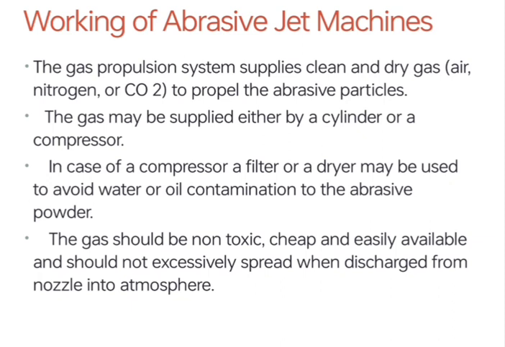Working of abrasive jet machining: the gas propulsion system supplies clean and dry gas. The gas can be air, nitrogen or carbon dioxide to propel the abrasive particles. The gas may be supplied either by a cylinder or an air compressor. In this case, an air dryer may be used with the compressor to avoid water or oil contamination of the abrasive powder particles. And also the gas should be non-toxic, cheap and easily available, and should not spread excessively when discharged from the nozzle into the atmosphere.